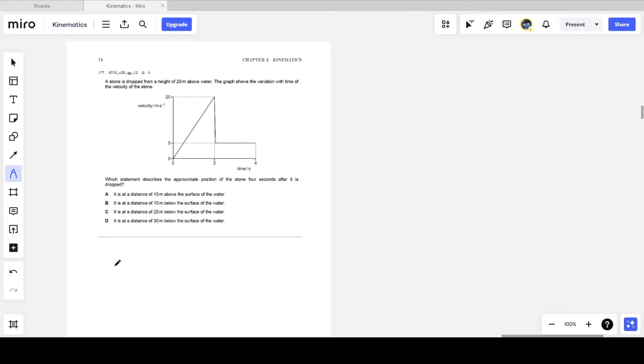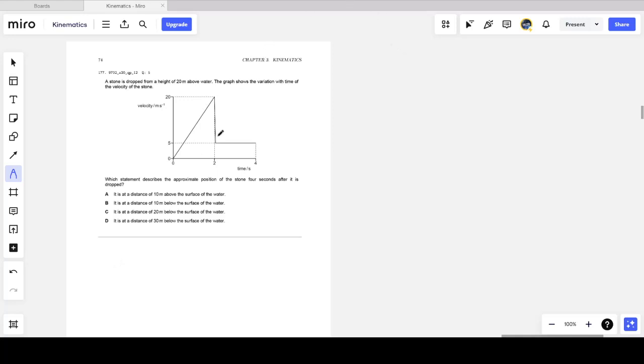The next question is from the summer 2020 exam, question paper 1, variant 2, and it's question 5. We're told that a stone is dropped from a height of 20 meters above water. The graph shows the variation with time of the velocity of the stone. And we want to know which statement describes the approximate position of the stone 4 seconds after it is dropped. Is it 10 meters above the surface of the water, 10 meters below the surface of the water, 20 meters below the surface of the water, or 30 meters below the surface of the water?